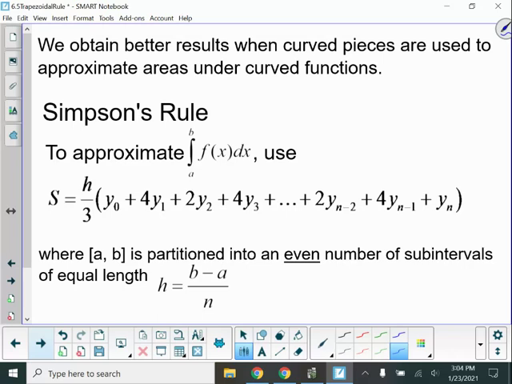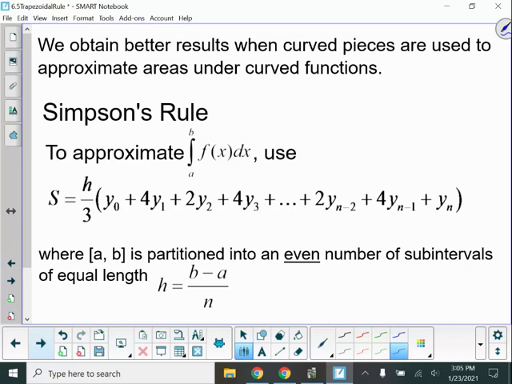This is very similar to the trapezoidal rule, only instead of your h over 2, you have h over 3. And this one has the caveat that you have to partition into an even number of subintervals. So if you were dividing into 5 pieces, you couldn't use Simpson's rule. If you're dividing into 15 pieces, 17 pieces, you can't use Simpson's rule. And that's because of the rotating between the 4s and the 2s.